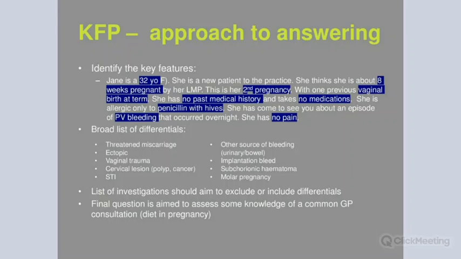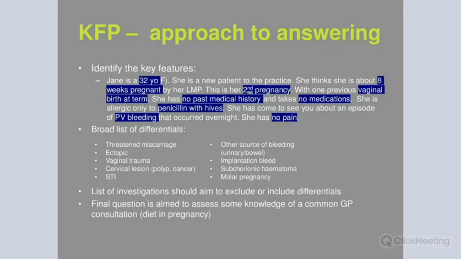Obviously in the KFP, you don't have the ability to ask your own questions and you don't have the ability to do your own examination. So you've only got the information they've given you, but that means every piece of information they've given you is likely relevant. So if you try and highlight some of the key features there, I think in this one it's that she's 32. Female is obviously relevant, but she's pregnant, so she can't be male. She's 8 weeks pregnant.